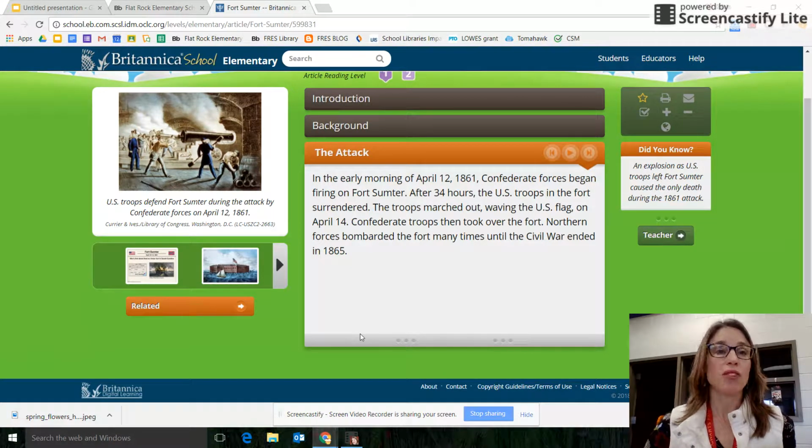Now, your topic, if you have Fort Sumter, is the firing on Fort Sumter. So most of your information will probably come right in here from the attack. But remember, you're looking for 3 pieces of information. So in looking through this, in the early morning of April 12th, 1861, Confederate forces began firing on Fort Sumter. After 34 hours, the U.S. troops in the fort surrendered. The troops marched out, waved the U.S. flag on April 14th. Confederate troops then took over the fort. Northern forces bombarded the fort many times until the Civil War ended in 1865.